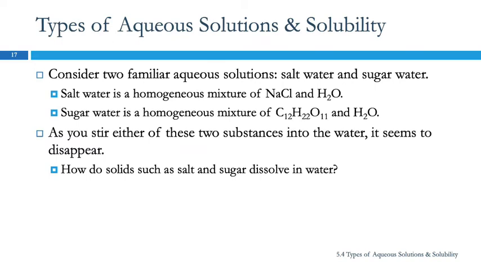And as you stir either of those substances into the water, it looks like it's disappearing, right? You can't see it anymore. It was a white crystalline substance, a solid. You put it in there, you stir it around. Where did it go? How does that happen? How do those solids dissolve in water?